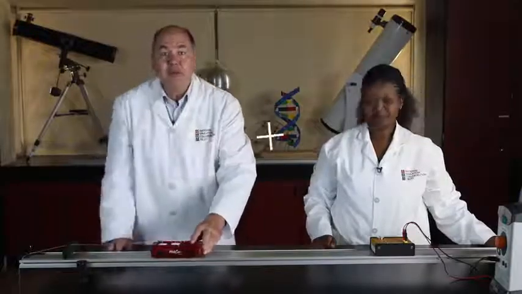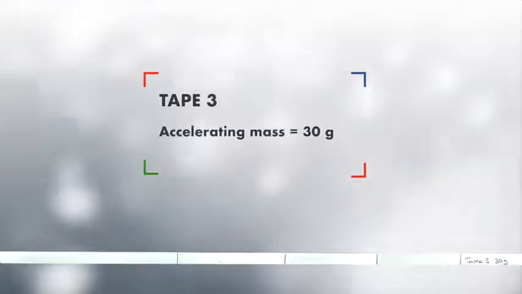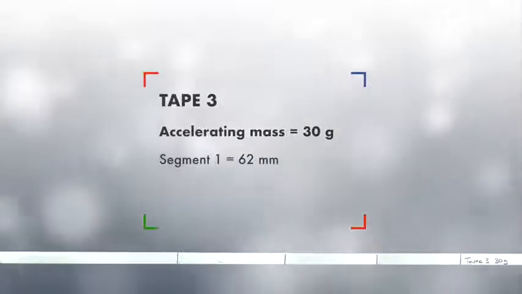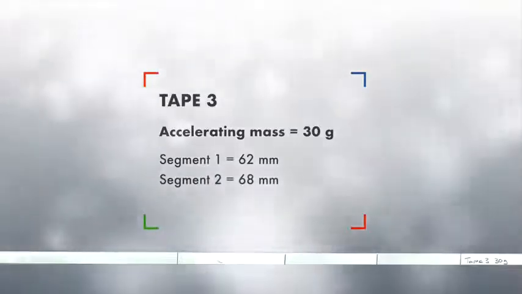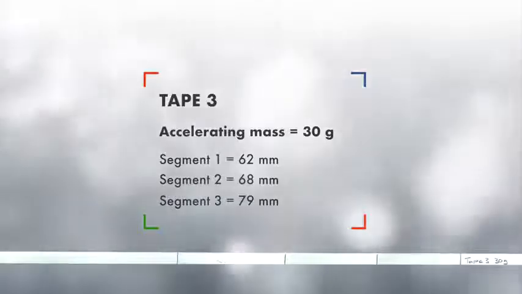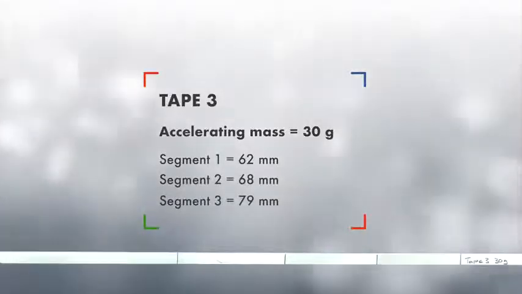Results for tape 3. The accelerating mass is 30 grams. Segment 1, 62 millimeters. Segment 2, 68 millimeters. Segment 3, 79 millimeters.